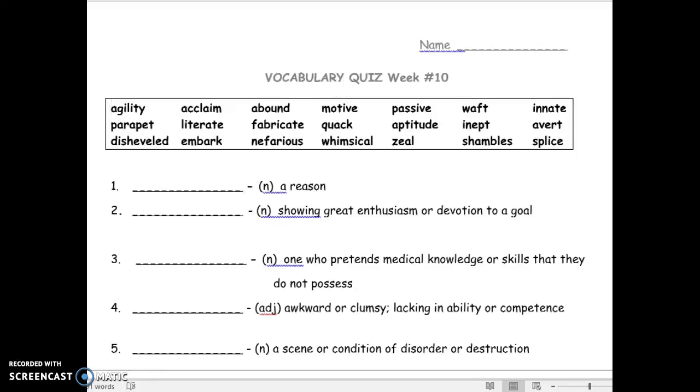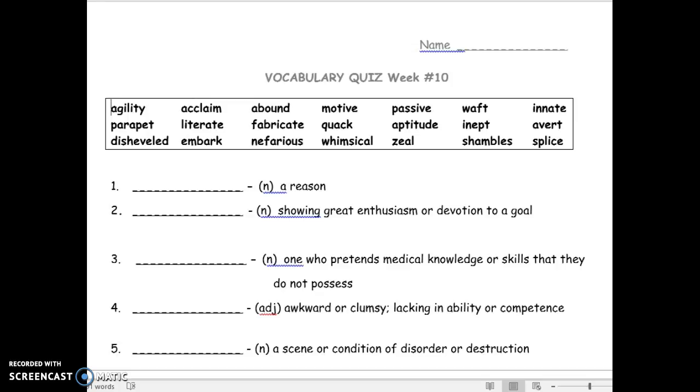Today you'll take vocabulary quiz number 10, week number 10 in Language Arts. Be sure to put your name and your class number at the top of the page. Here are the words that we're going to focus on this week. I'm going to read them by column.